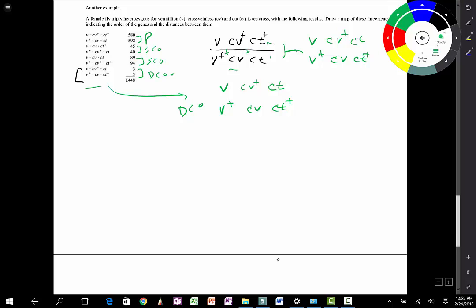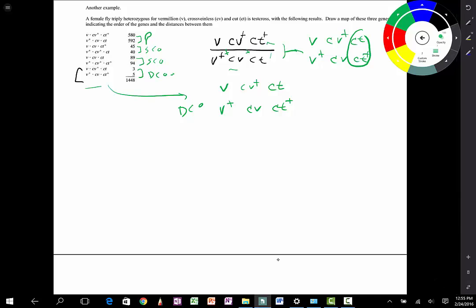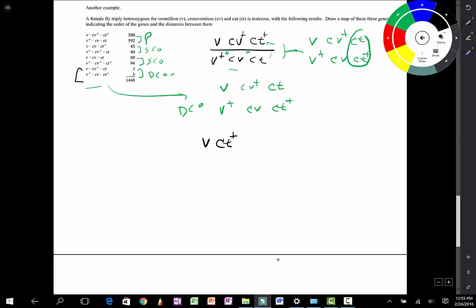So that tells me that cut's going to be in the middle, because it's the one that switched sides to give us the double crossovers. So we're going to rewrite our starting point with cut in the middle. So we still have to have the same alleles on the same side of the line, so the cut plus and CV plus have to be on the same side of the line. And then V plus can be down here, and then CV and cut are down here. So this is our starting point.